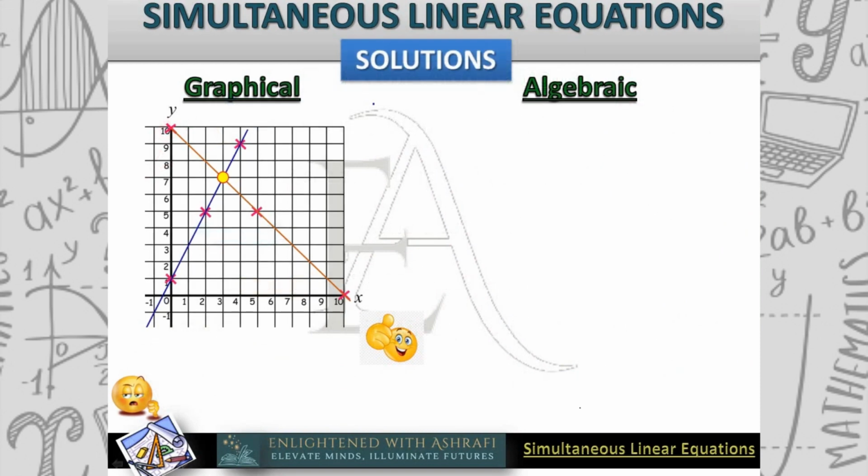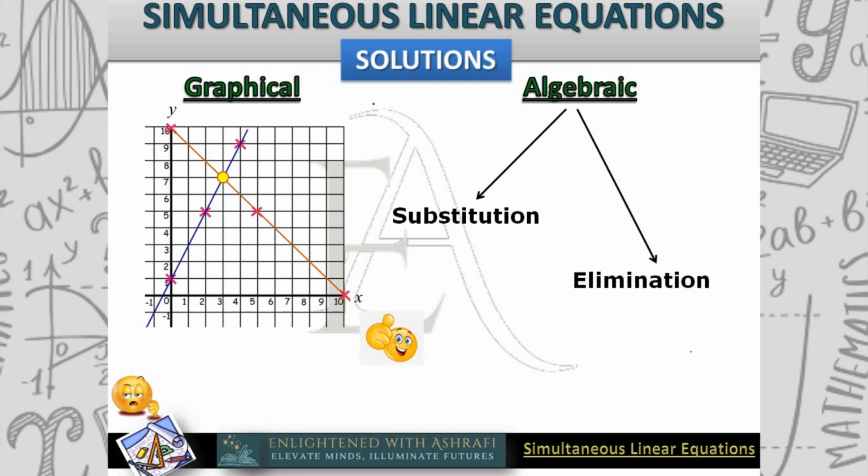Simultaneous equations can be solved using graphical methods or algebraic methods. In graphical methods, the two linear equations are plotted on the graph, and the point of intersection is the solution of the two linear equations. Similarly, in algebraic methods, the two equations can be solved using either the substitution or the elimination method.